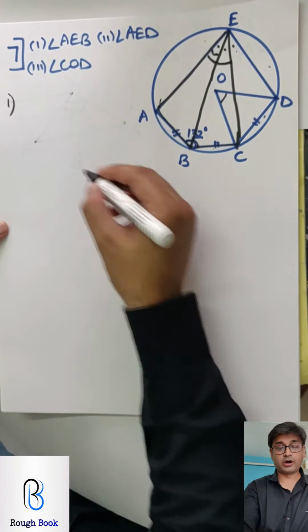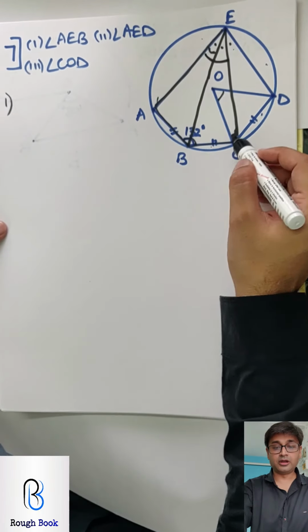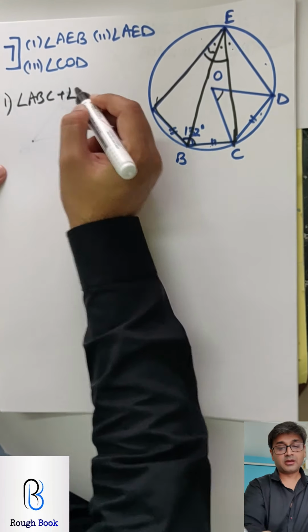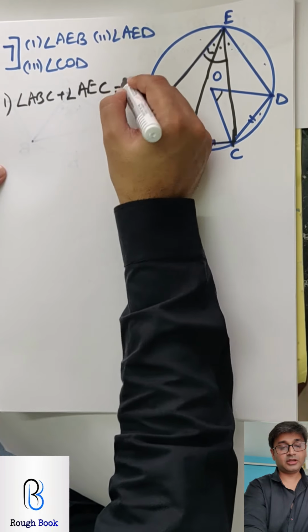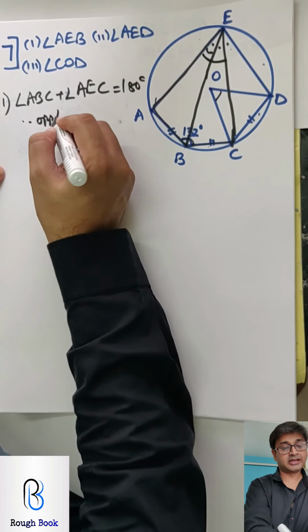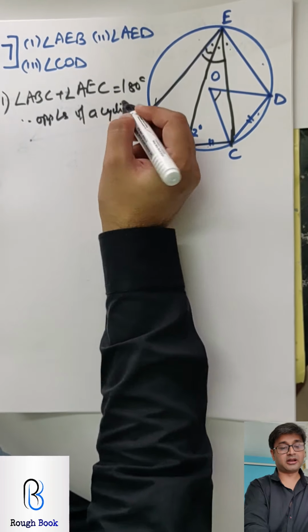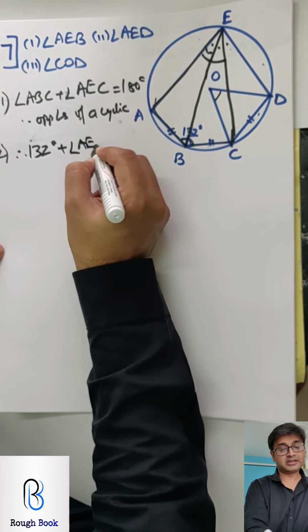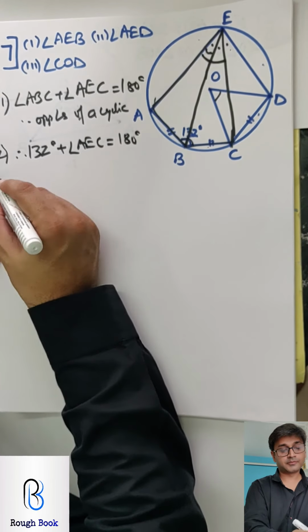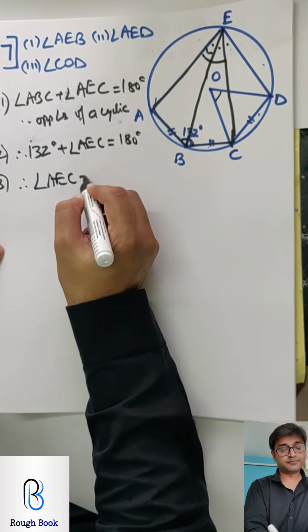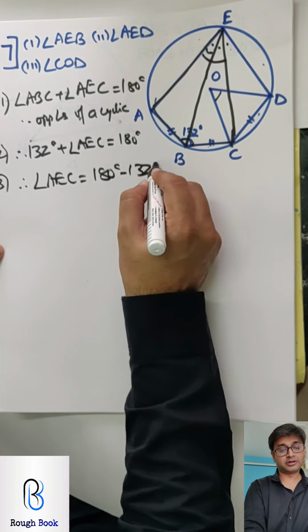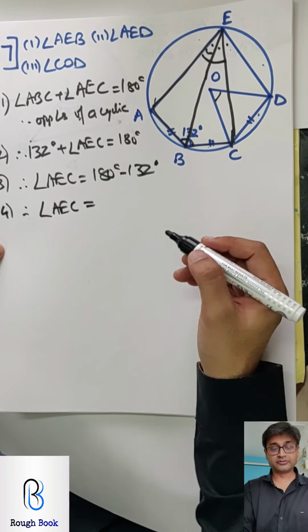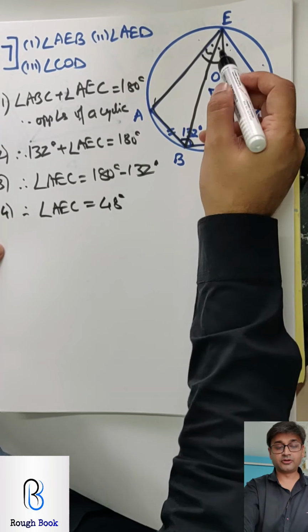Don't worry. So step 1. This is 132 given to you, the full, and we are trying to get this one first. Okay. So we will say angle ABC plus AEC equals 180. Opposite angles of a cyclic quadrilateral are supplementary. Please write the full statement. So 132 plus AEC is 180. So therefore AEC is 180 minus 132, and therefore angle AEC is 48. So we got this full 48.